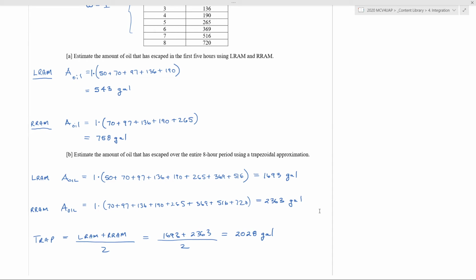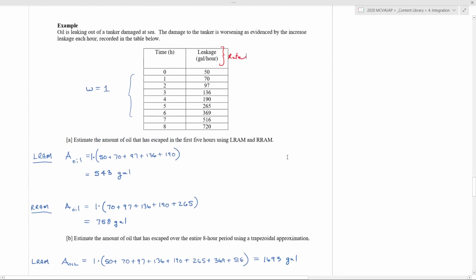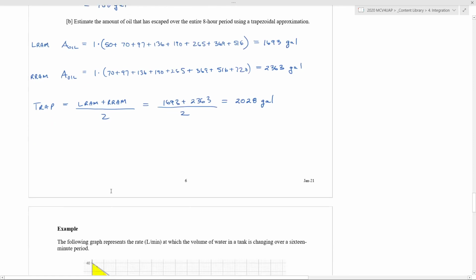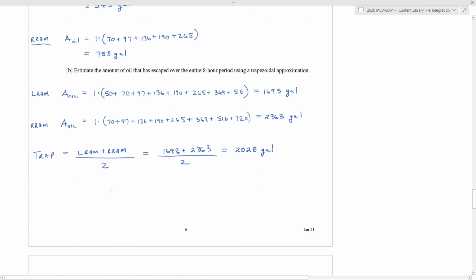I just take my LRAM approximation and add the RRAM approximation and divide by 2. And that will give me the amount of oil that has escaped over the 8-hour period. So again, we have volume changing with time here. And if we find the area under a rate of volume changing with time, that will give us the change in volume. In other words, the number of gallons or the amount of oil that has escaped. Any questions?